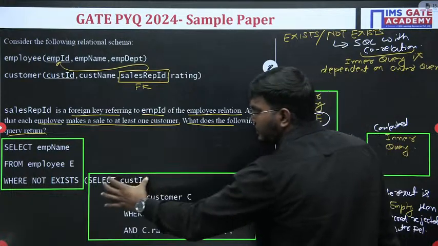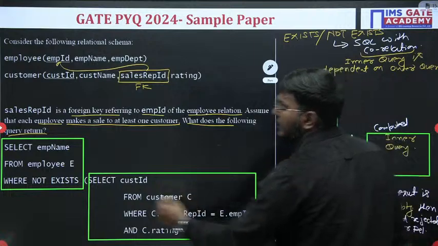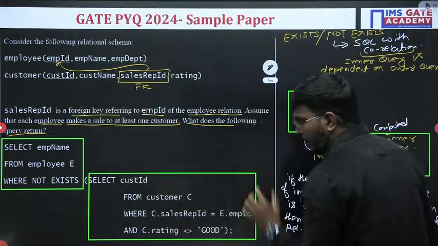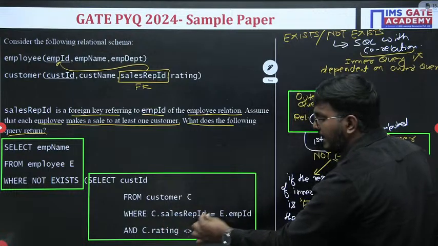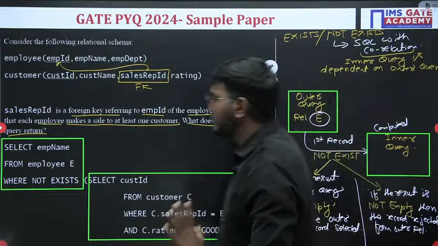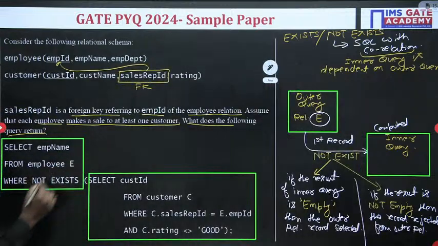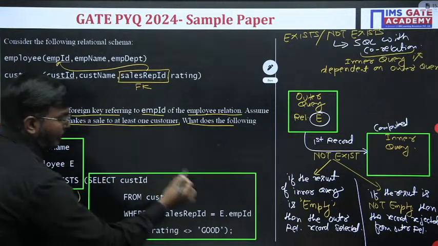Now in the inner query, it says from the customer C, so take the customer table, where C.sales_representative_ID is equal to E.employee_ID. Let's assume I am working for the first record. The first record is the employee ID E1, having some data here. I am working for the employee ID E1. For this record, the inner query is computed completely.